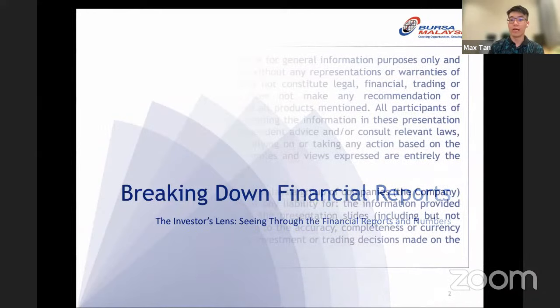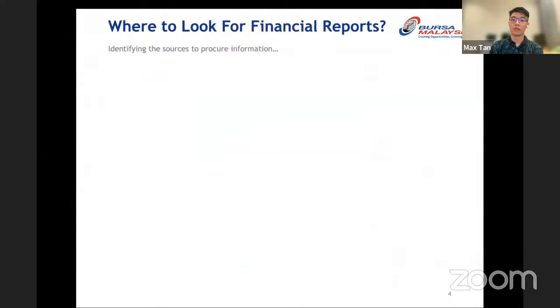So with that in mind, let's start in an easier way for beginners. Where do we look for financial reports? There are actually quite a number of sites that you can look at. The obvious one is the Bursa announcement, which is the quickest one, because all the other sites actually grab the data from Bursa announcement themselves. So Bursa announcement is the quickest.